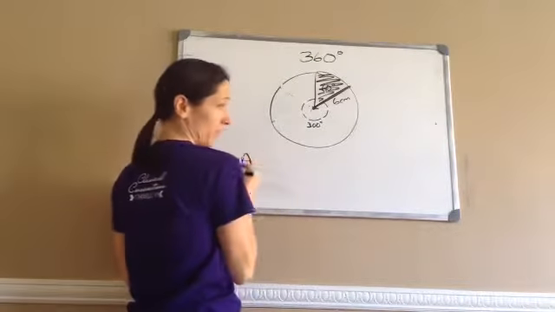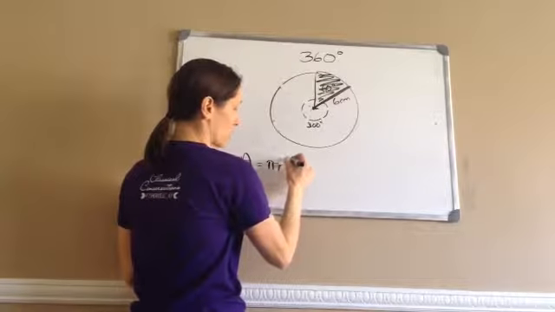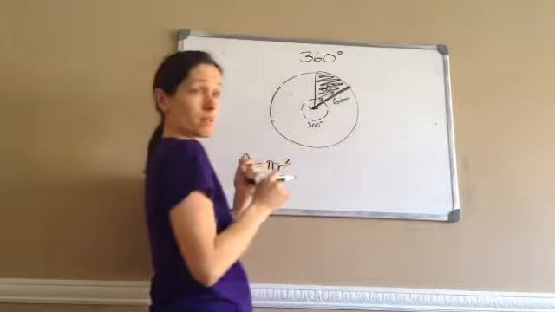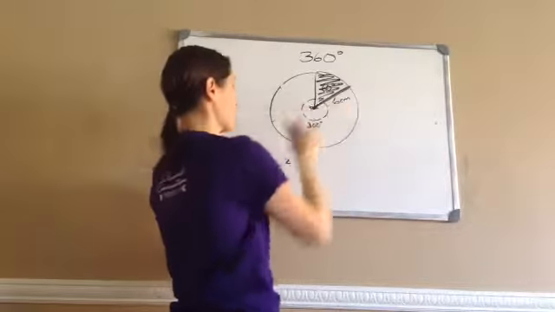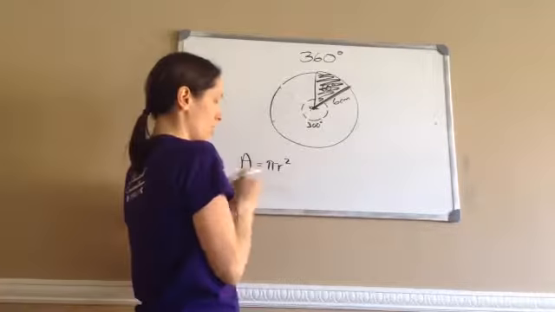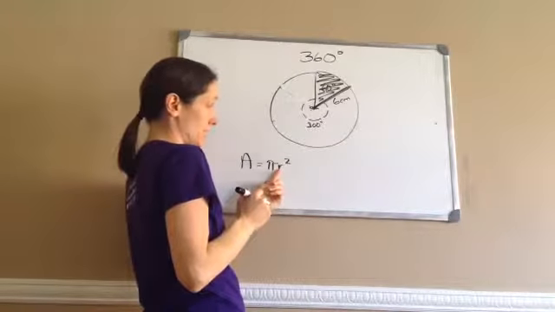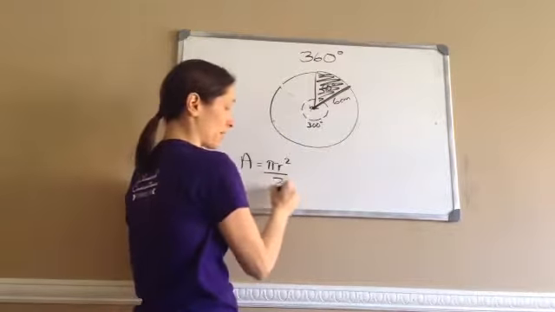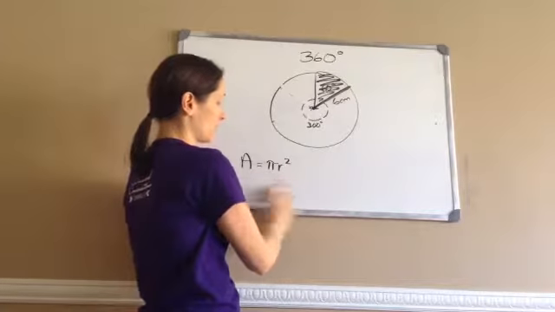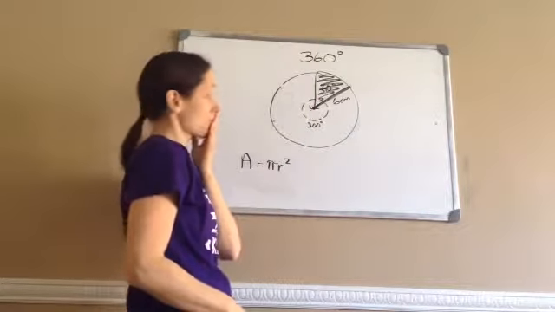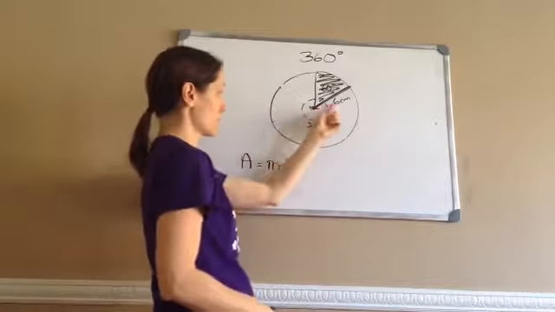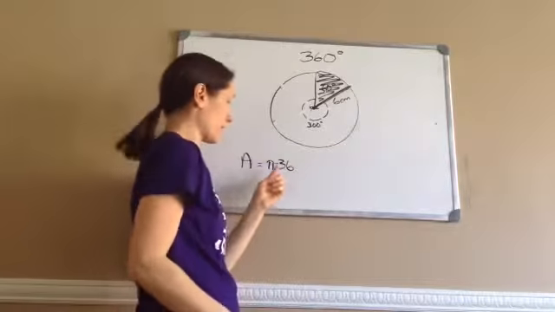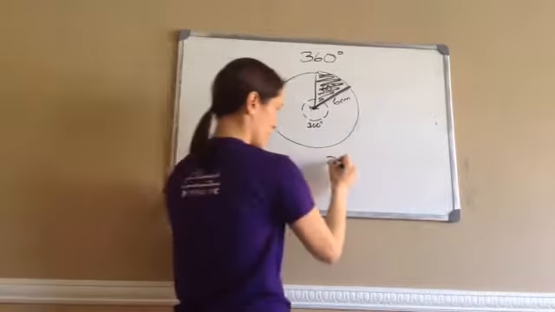How do I find the area of this piece? Well, area is pi r squared. Do we know the radius? Yes, what is it? 6 centimeters. Okay? So we know what pi is. We know what the radius is. But when we had a semicircle, we divided it by 2. What is radius squared? The radius is 6, so 6 times 6 is 36. Very good. And then 3.14 times that divided by 2.